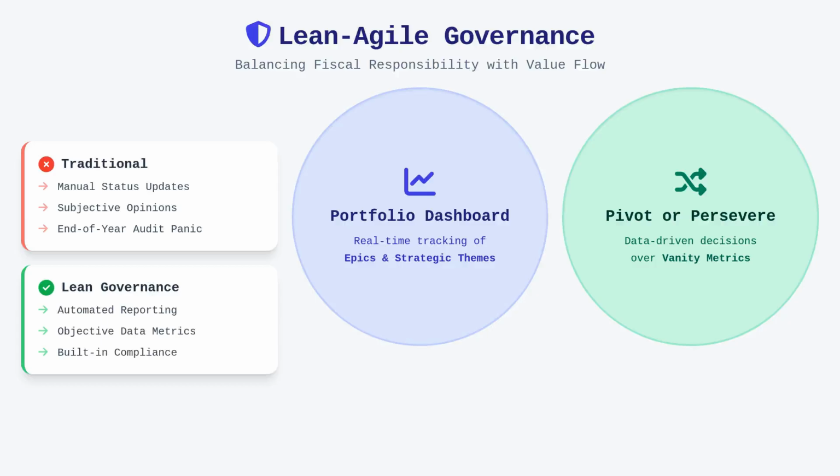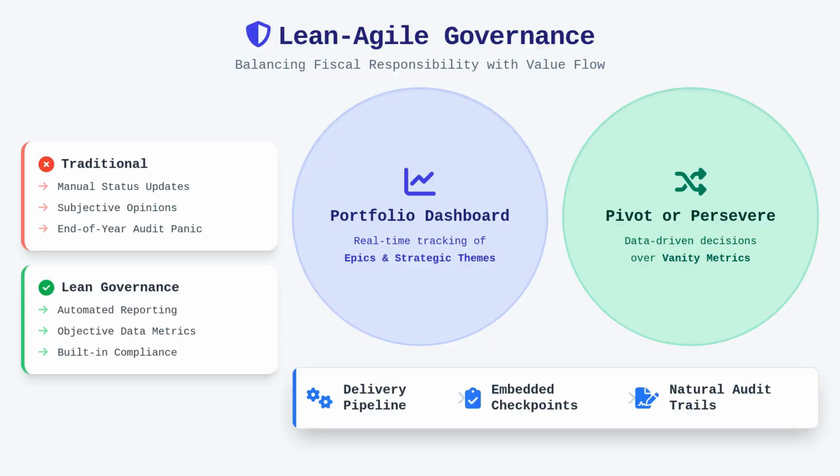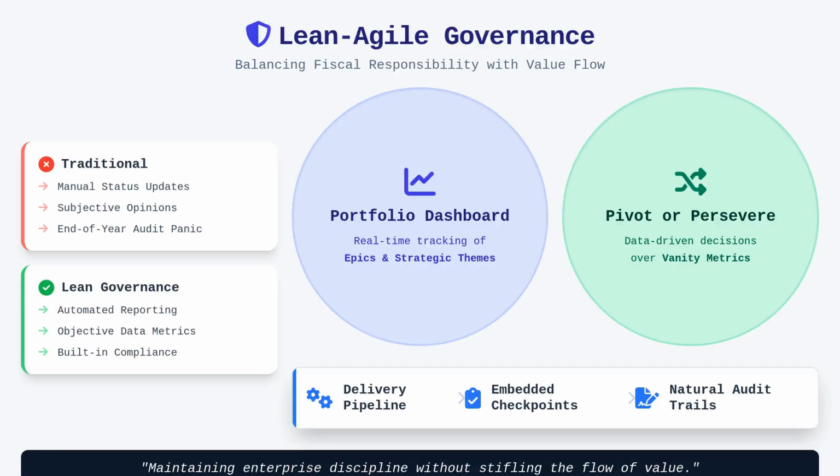When we manage compliance in an agile environment, we must build quality and regulatory checkpoints directly into the delivery pipeline, ensuring that audit trails are a natural output of our ongoing development processes rather than a frantic effort at the end of a fiscal year. This approach allows the organization to remain agile and responsive to market shifts while maintaining the discipline required by enterprise standards.